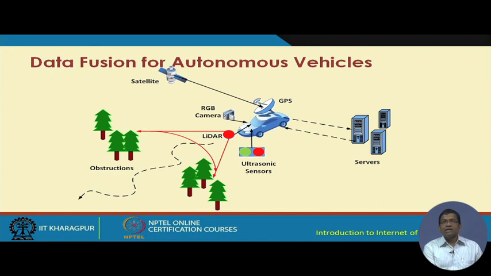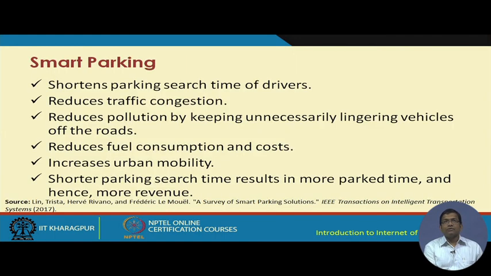If it sees some pedestrians in front, then what it is going to do. This kind of thing is made possible with the help of data fusion technology. So all this decision making, based on the data collected from the different sources, is made possible with the help of data fusion.